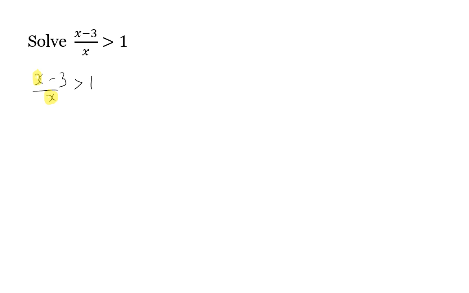How do we remove it? We have to multiply both sides by x, but we don't know whether x is greater than 0, that is x positive, or x negative, because x can be anything. And we know that if you multiply by a negative, if x is less than 0, the sign will change its direction. It will not be greater than.